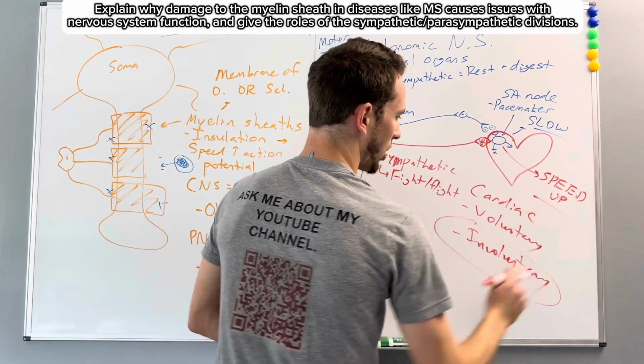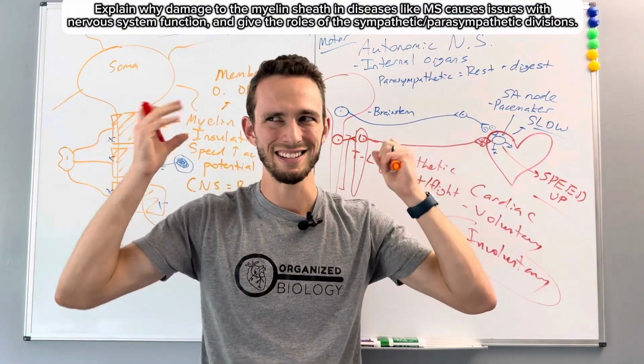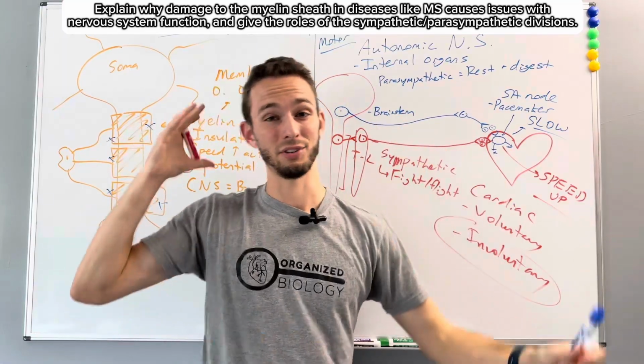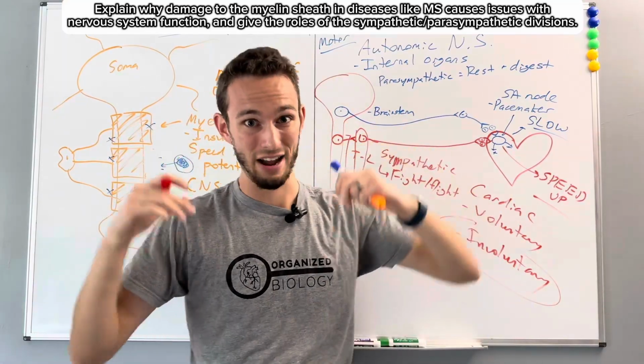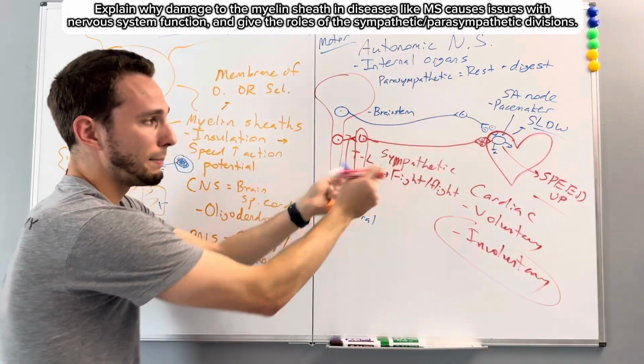So I like to think of the autonomic nervous system as basically a little angel and devil on your shoulder. They're constantly talking to the same thing, but they're exerting opposite effects. The devil tells you to do one thing, the angel tells you to do the opposite, right? Same thing with these two divisions. They're talking to the same thing, but exerting opposite effects.